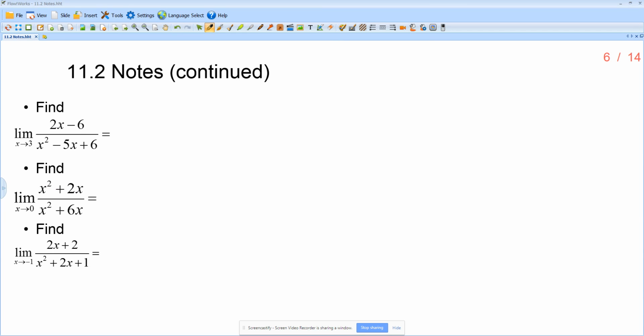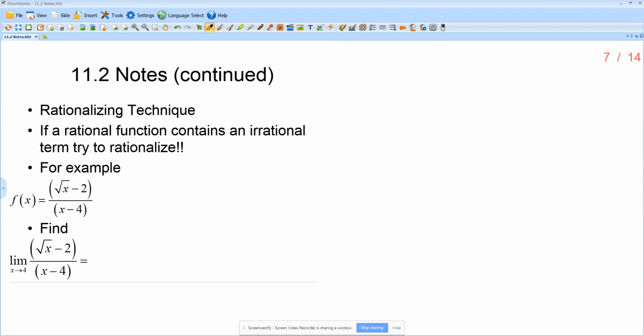All right, so here we have a whole bunch of examples. I'll do those in the examples video. I don't want to bore you. Rationalizing technique, so a different technique. If a function contains an irrational term, what you want to try and do is rationalize that.